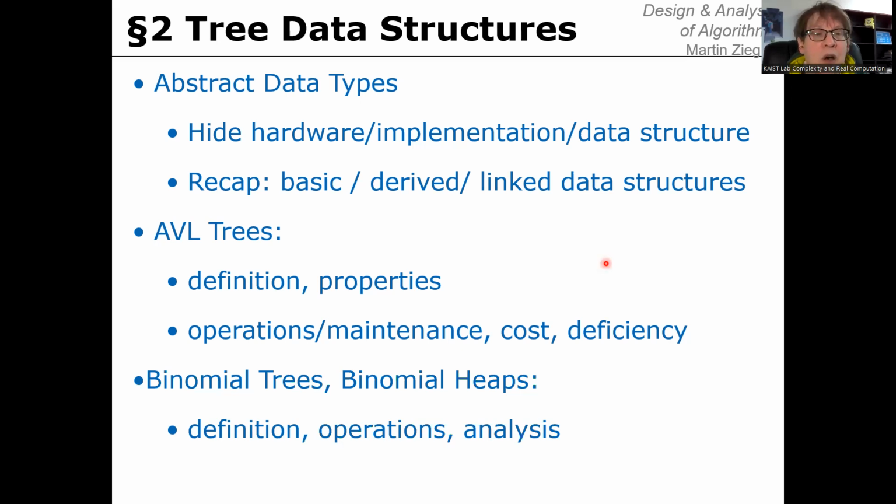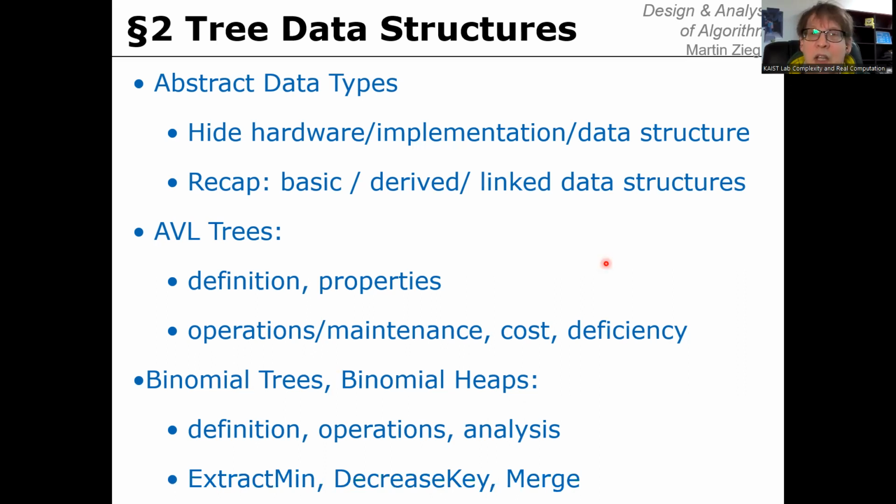We will recall how binomial trees and binomial heaps are defined. We will recall operations on such binomial trees and heaps, and we will analyze them with respect to their cost, first in the worst case setting, but then also in the amortized setting. And the operations we will consider are the extract min operation and the decrease key operation and the merge operation. So that's our plan for chapter 2 of design and analysis of algorithms.